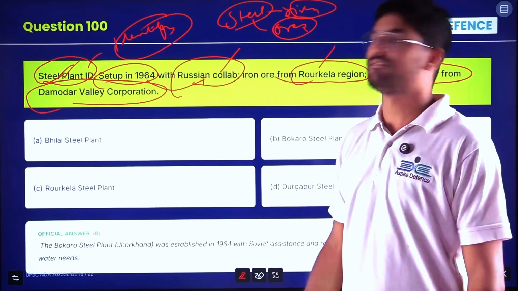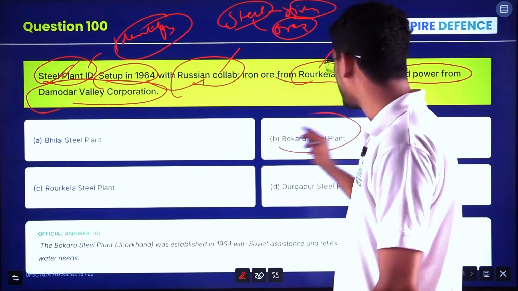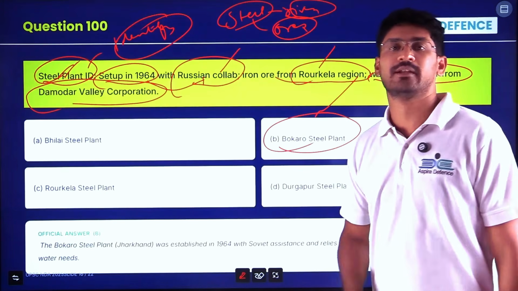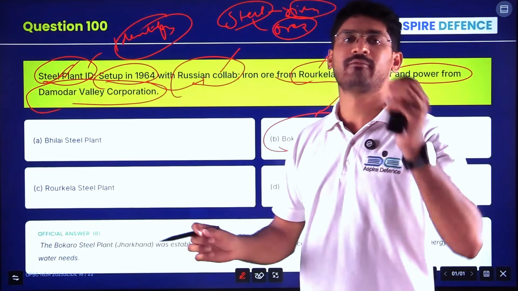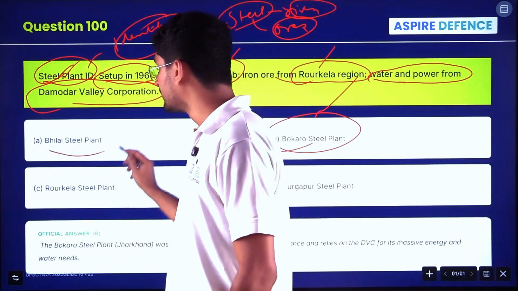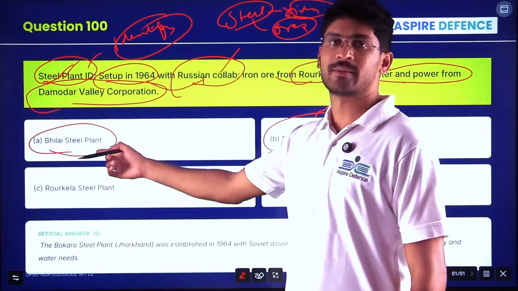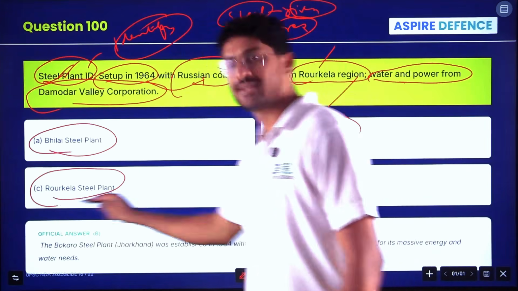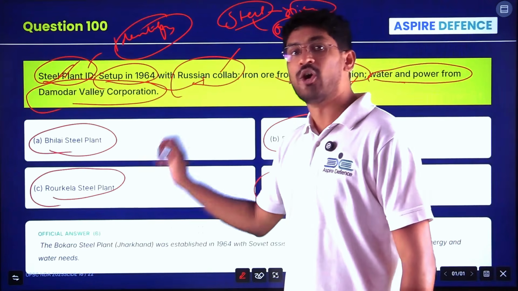So Damodar Valley is in where? Jharkhand. And the Jharkhand steel plant is Bokaro. If you are able to connect one topic with another in UPSC and the NDA examination, you will be able to get the answer. Now your work is to see the Bhilai steel plant. The question in April 2026 might be with respect to the Bhilai steel plant or the Rourkela steel plant, or it can be the Durgapur steel plant. So know about the options also.